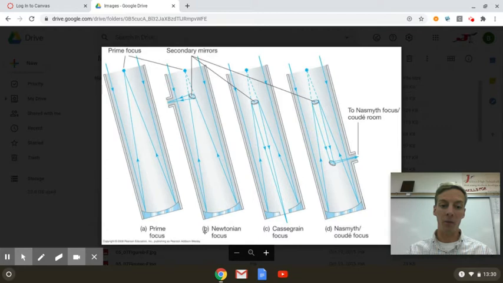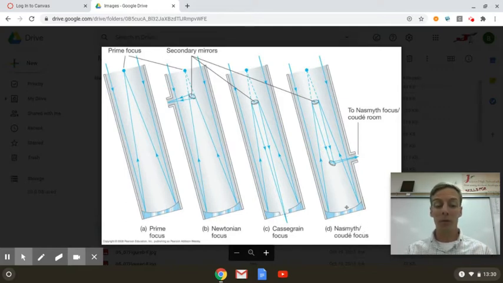And then here are three different types of things to do with that. The Newtonian focus, this might be one you'd have in your backyard, just intercepts that light, bends it, and puts it out in an eyepiece on the side. The Cassegrain focus puts it out another hole straight in the back. Well, that's fine, but you've got a hole in that big mirror in the back that you used to have nice and clean. It's okay.